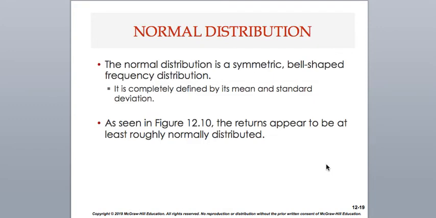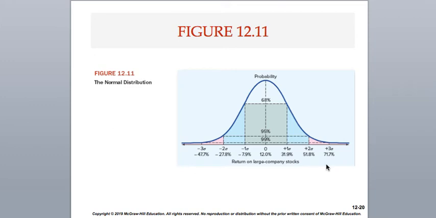So you see here, and again, this is something you would have seen in your statistics class. The normal distribution is a symmetric bell-shaped frequency distribution. And as you see, it is completely defined by its mean and standard deviation. So let's take a look at it. All right? So this is what we mean by a normal distribution.